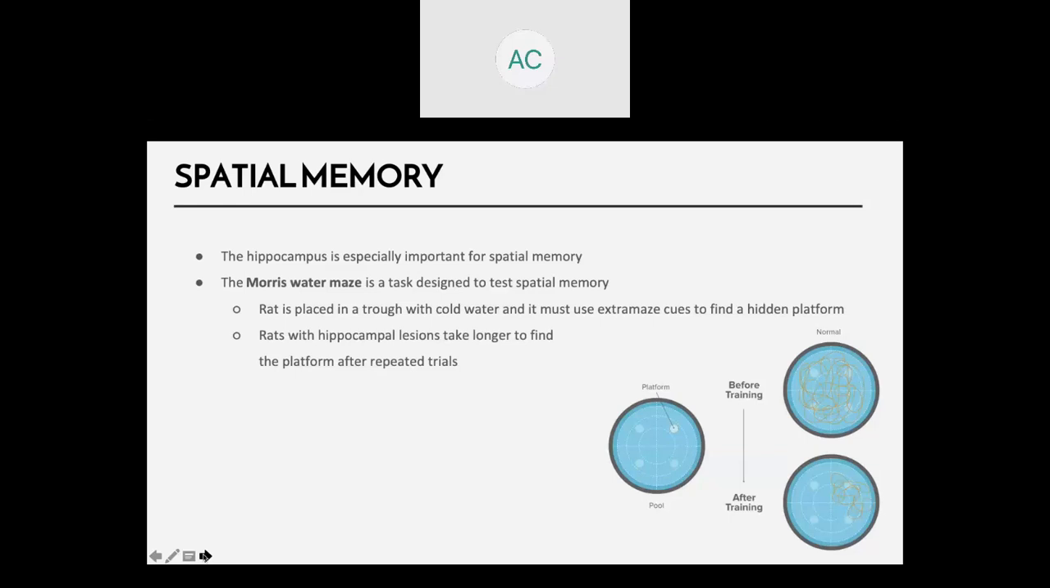And so in this specific task, the platform is in the same place each time so that the rats can use those extra maze cues to find the hidden platform, which is just beneath the surface of the water. However, rats with hippocampal lesions take longer to find this platform, and they don't use those extra maze cues to learn where the platform is as easily.